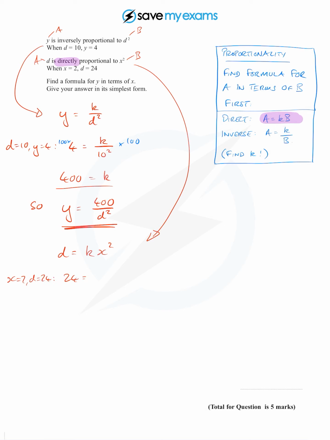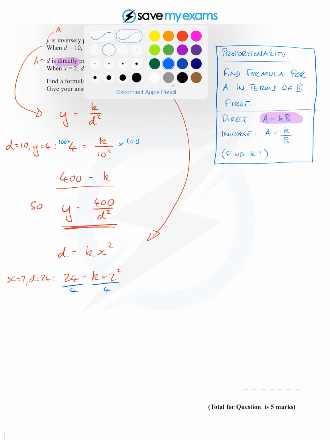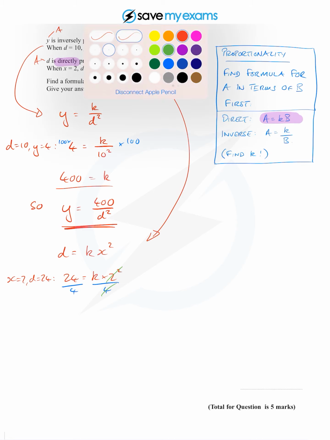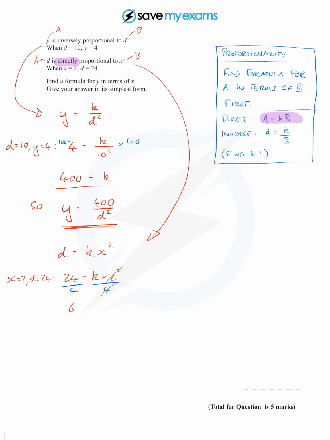So 24 is equal to k times 2 squared. 2 squared is equal to 4, so let's divide both sides by 4. And doing that, if I can get my green cancelling pen out, gets rid of the 2 squared and the 4 from the right, and I get 6 is equal to k, so d is equal to 6x squared.